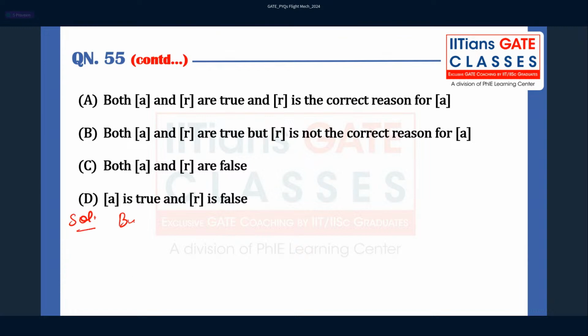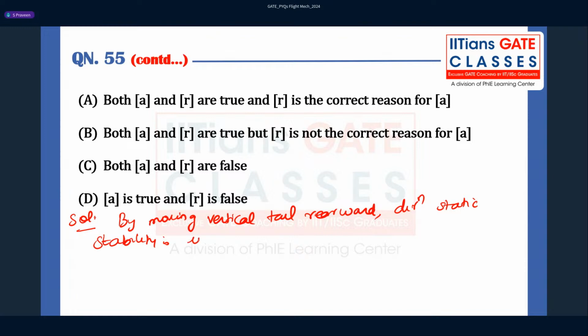So by moving the vertical tail rearward, the directional static stability is improved. Basically, it's increased. Okay. Because the moment length, which in brackets is LT, increases. Okay.